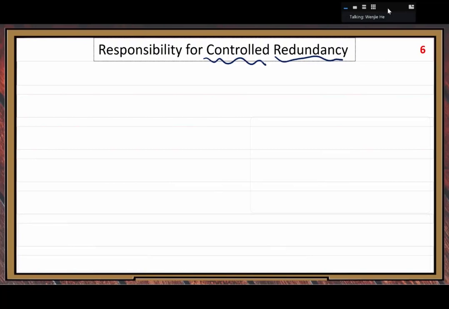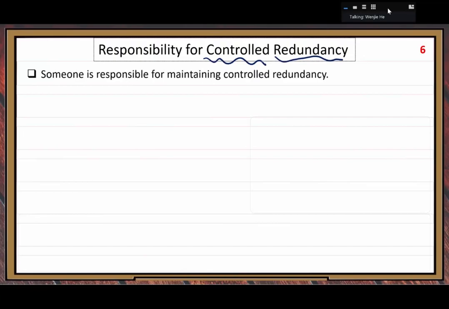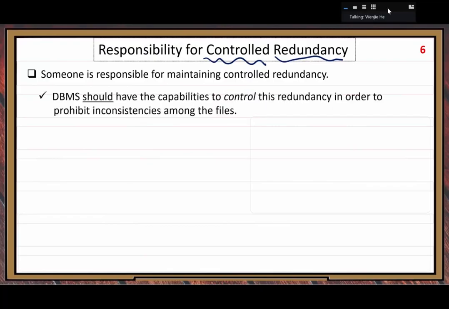Here, who refers to the DBMS, to programmers, to DBA people, so many different users. Someone is responsible for maintaining controlled redundancy. This sentence I copied from our textbook, the original sentence.